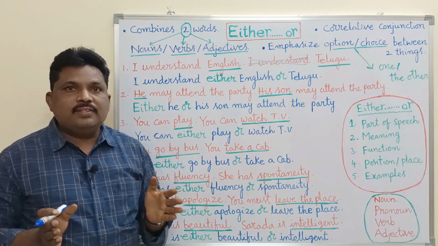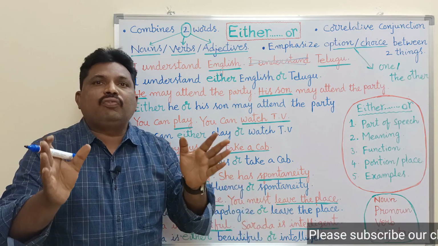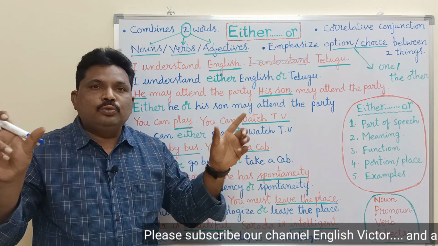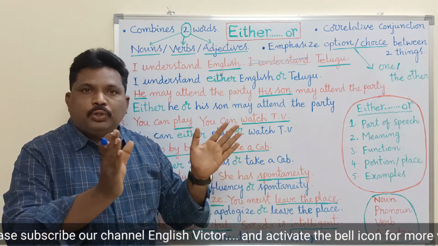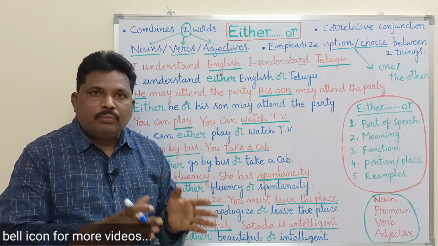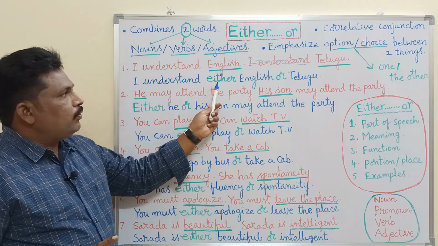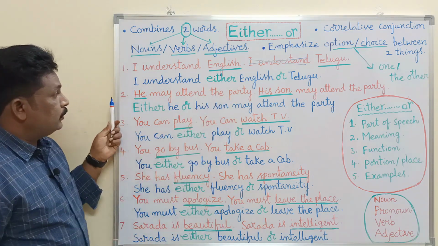First, in the sentence, identify what are the similar expressions and what are different words. If two similar expressions are there, you take only one, and different words are there, you place either before one different word or before another different word, as we have done here. Look at the second example.